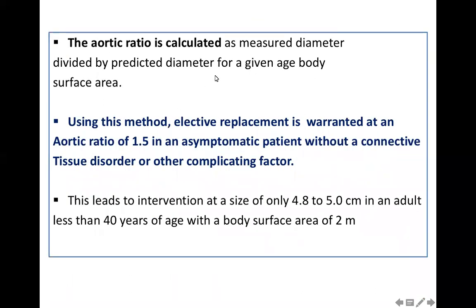The aortic ratio is calculated as measured diameter divided by predicted diameter for a given body surface area. Using this method, elective replacement is warranted at a ratio of 1.5 in an asymptomatic patient without a connective tissue disorder or other complicating factors. This leads to intervention at a size of only up to 5 in an adult less than 40 years with a body surface area of 2.